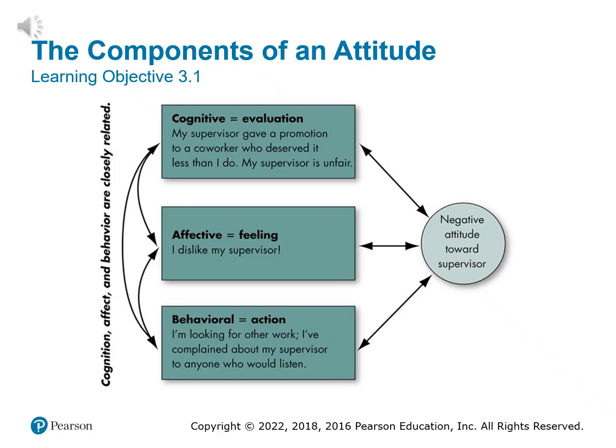Affect can lead to behavioral outcomes. The behavioral component describes an intention to behave in a certain way towards something or someone. So, I'm going to look for another job that pays better. Viewing attitudes as having 3 components, cognition, affect, and behavior, is helpful for understanding their complexity. Keep in mind that these components are closely related, and cognition and affect in particular are inseparable in many ways.